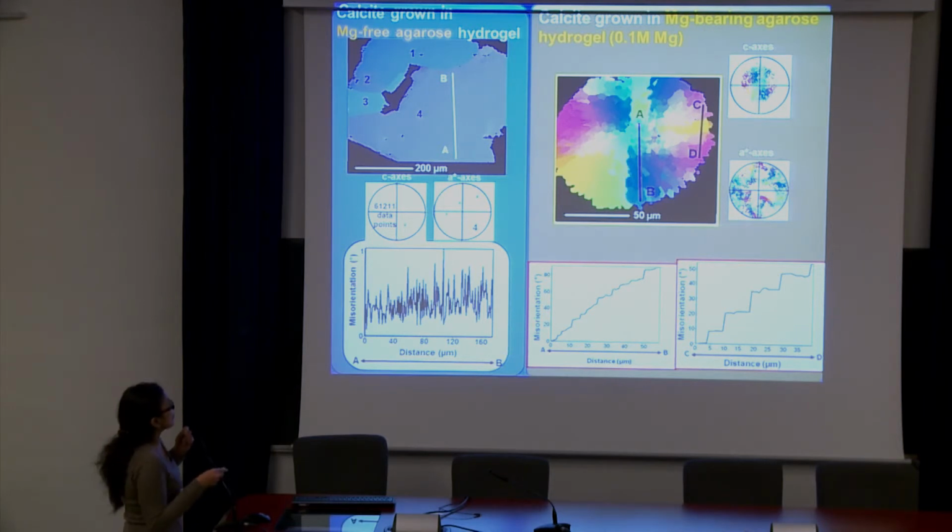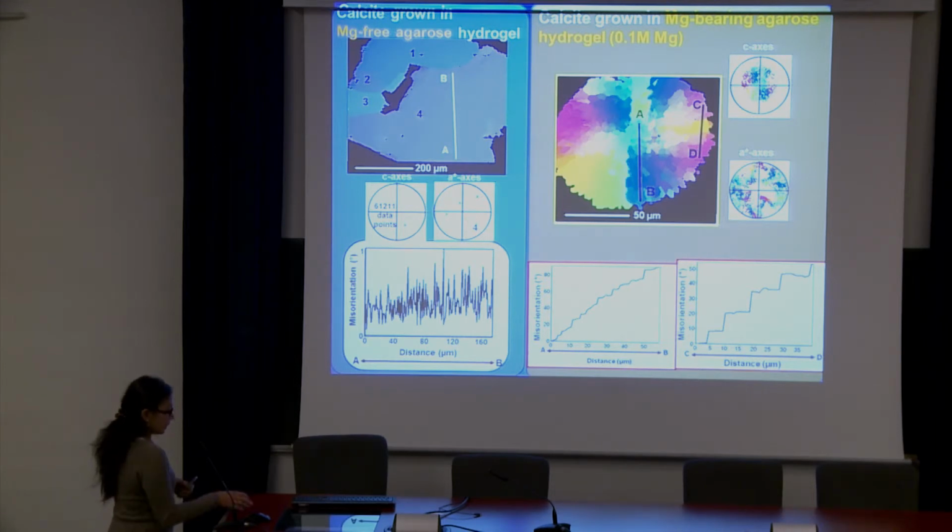And here, if I draw a line from A to B, the misorientation is not so high and not so big. But then if we go to the other part, the degree of this misorientation is getting higher, which is normal for spherulites, because you have smaller grains in the middle and bigger grains outside.